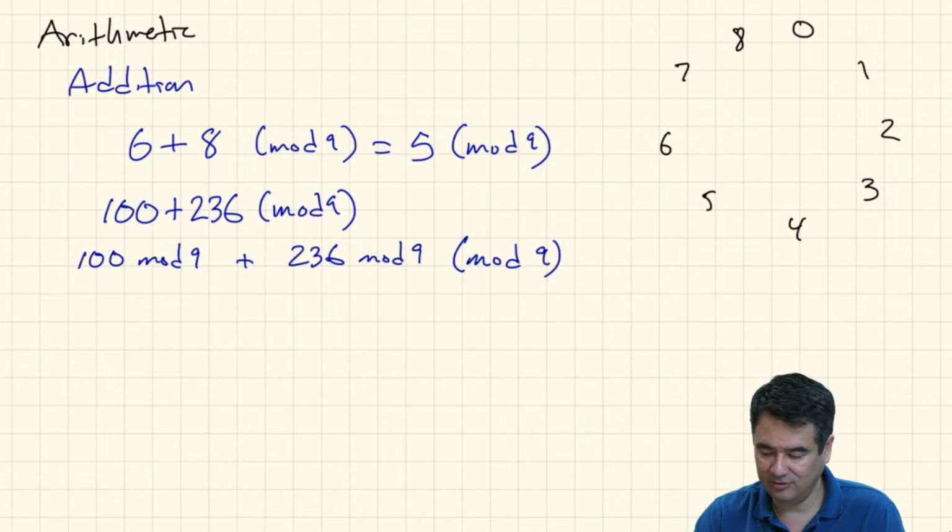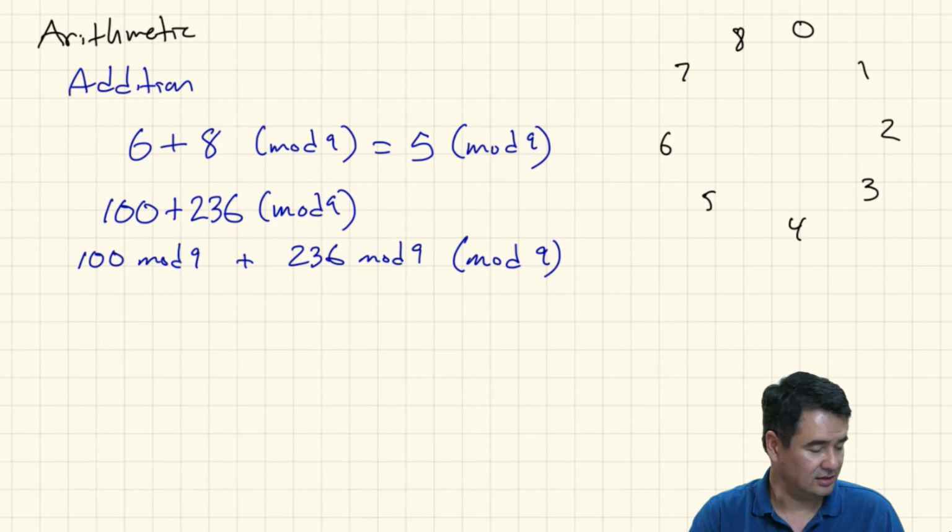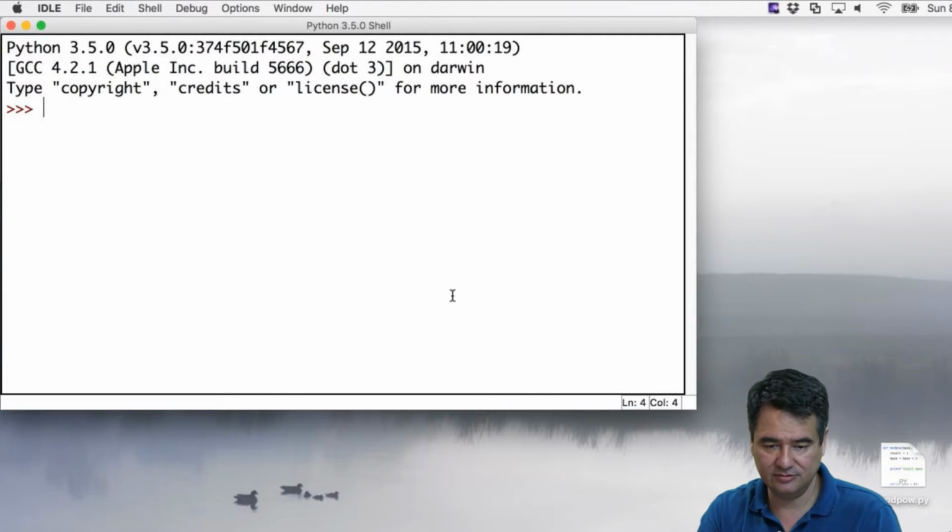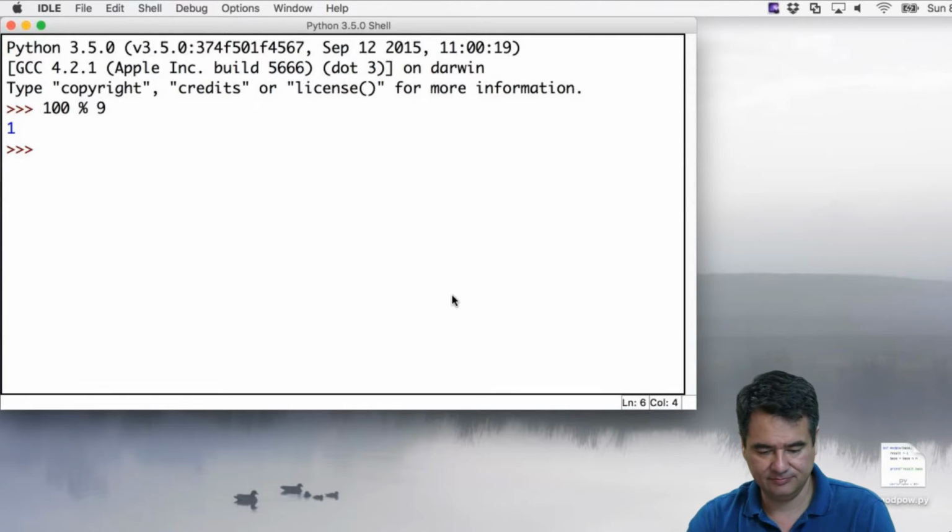Now, I don't have a calculator handy, so I'm going to use, let's see, I think I need this one here. Whoops. Let me click on this. Here we go. So I'm going to use a programming language called Python. I'm just basically going to use it as a fancy calculator. So 100, and the percent sign is the symbol for modulus. So we get 1. So 100 mod 9 is 1, and 236 mod 9 is 2.